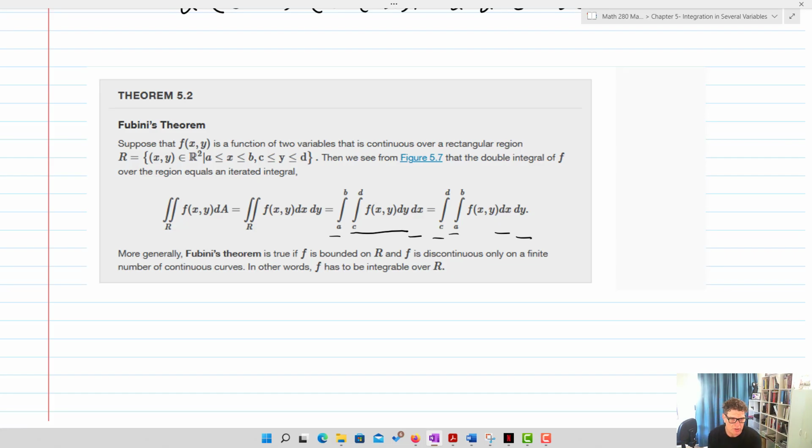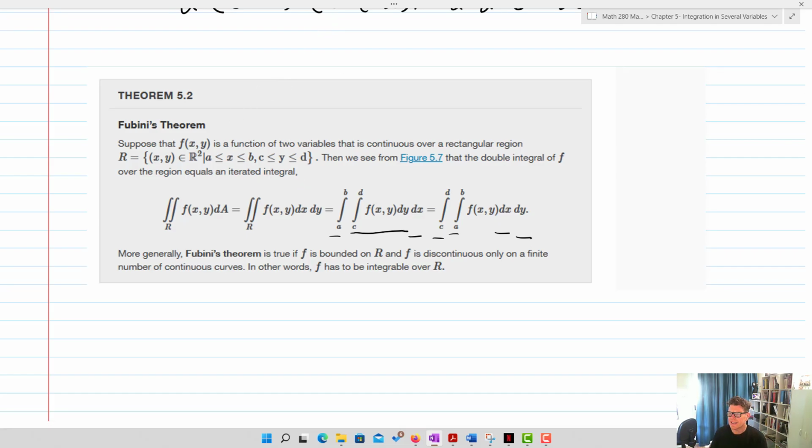More generally, this says it's true if f is bounded on R, that is, it doesn't go to infinity anywhere, and f is discontinuous only on a finite number of continuous curves. What that means basically, for our purposes, is that f has to be integrable over R. So there can't be any big holes. A tiny little hole, one hole, is fine. If it goes to infinity somewhere, like at a single point, that's actually okay, because it's only one point that you've taken out of the volume. But for our purposes, we're pretty much going to be able to use Fubini's whenever we want to.